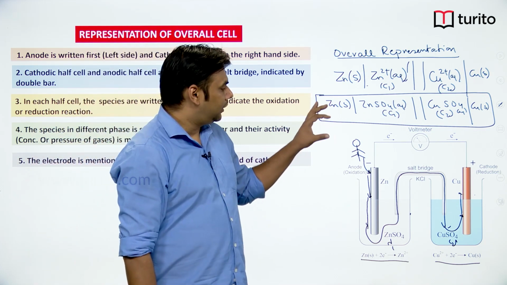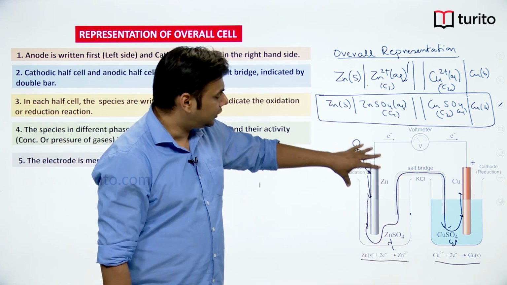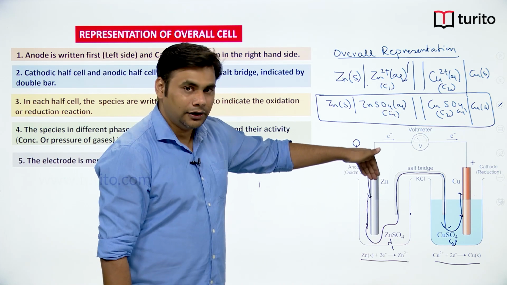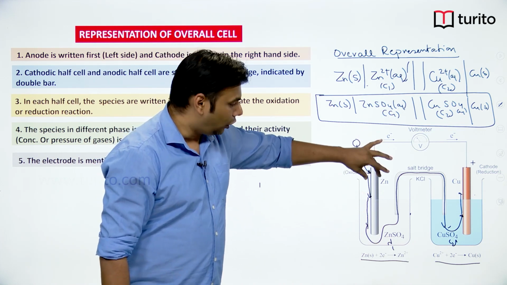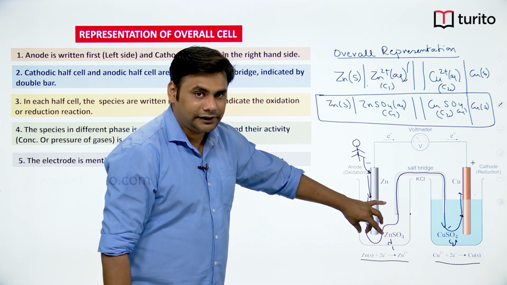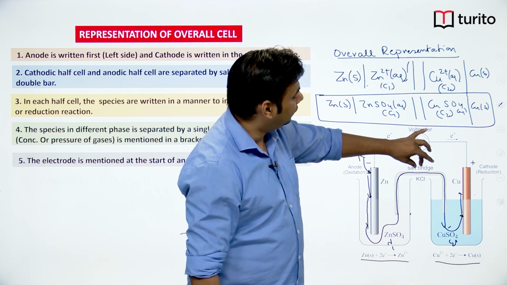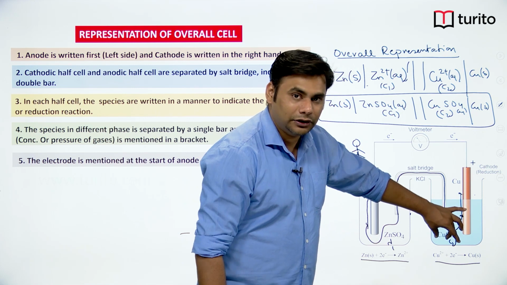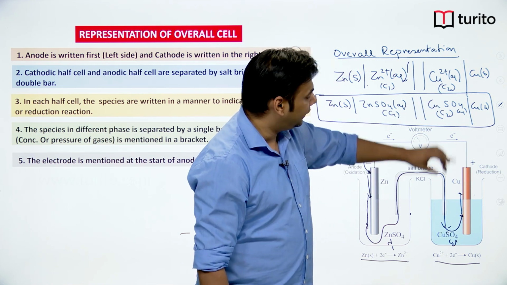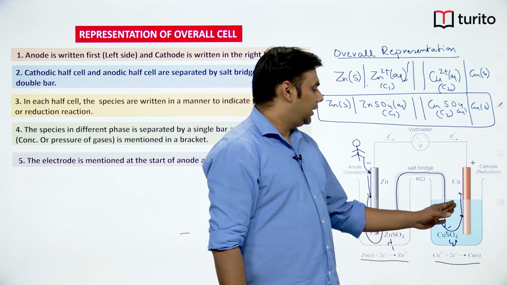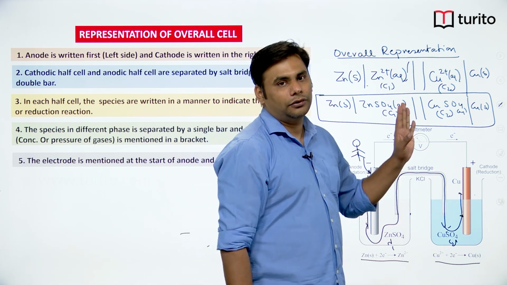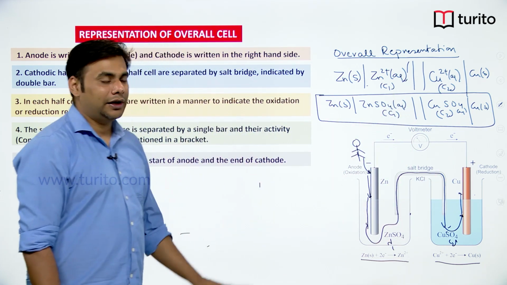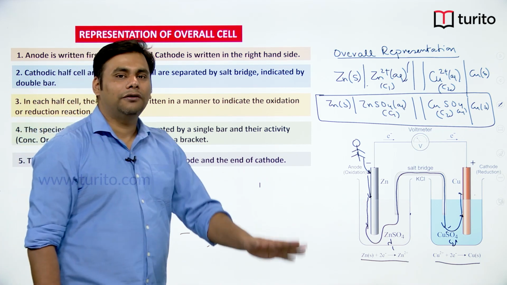So you have to start from the anode. Enter into the anode through the electrode. You will first encounter the rod, followed by the ions in the solution, then through the tunnel or the salt bridge you are going to land up in the cathode. You enter into the solution first, so that will have the ion first, and then you cling to the rod and come out. This is how you represent it. This will work in almost every case.